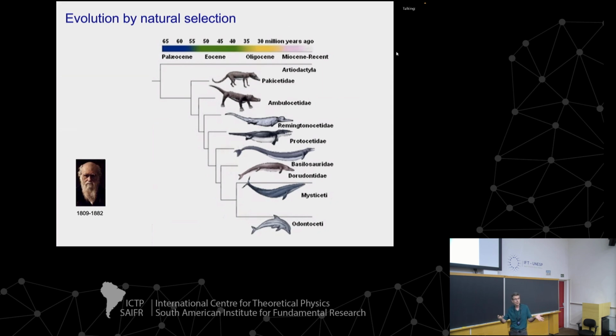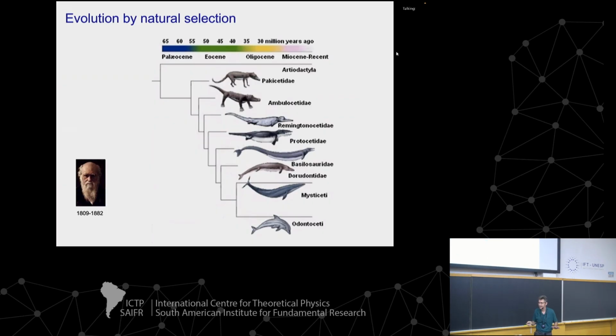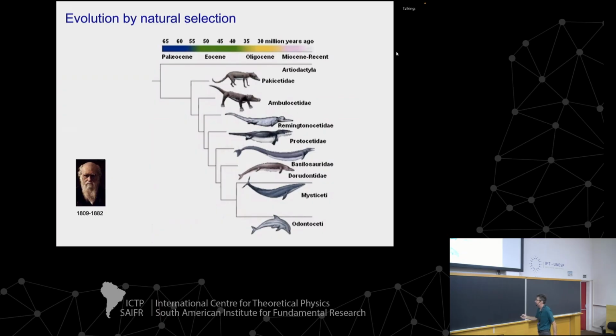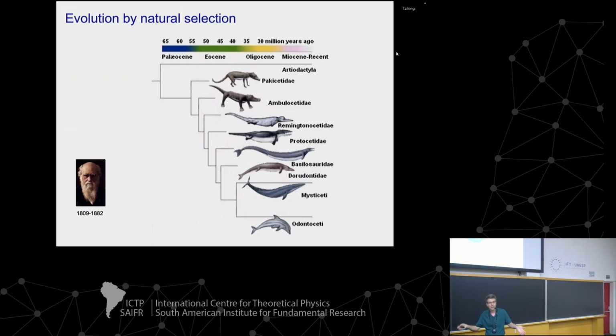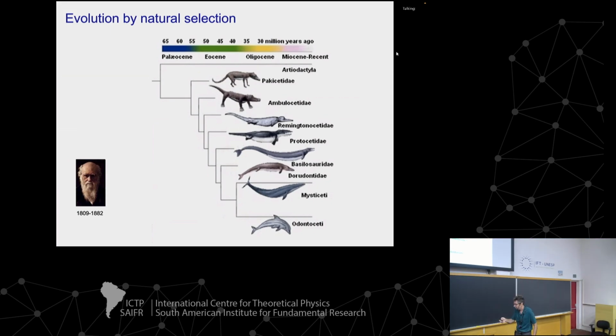If we could go back in time and look at these populations, any population of these animals, the first thing that we would see is that the individuals are not identical. So there is diversity. Individuals are different. So that's the first ingredient, diversity. And because they are different, the ones that are better adapted to the environment grow stronger, have more offspring, and pass their genes to the next generation. So that's selection. And the third ingredient is mutations.